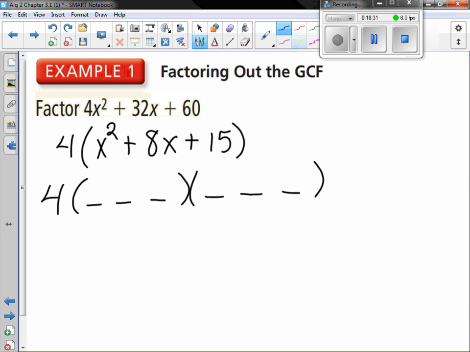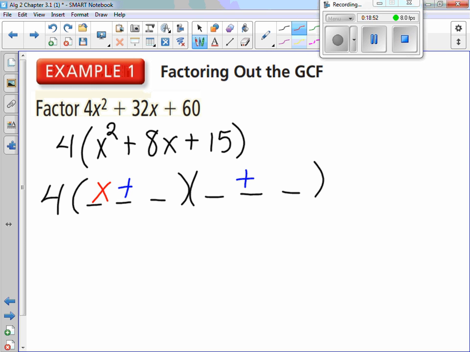Okay. Now we need to find the what? The signs. The constant term, is it positive or negative? Positive. So the signs are the same and they match the sign of the middle term. Positive. So these signs are both positive. Factors of x squared, well, that would be x and x. Yep.